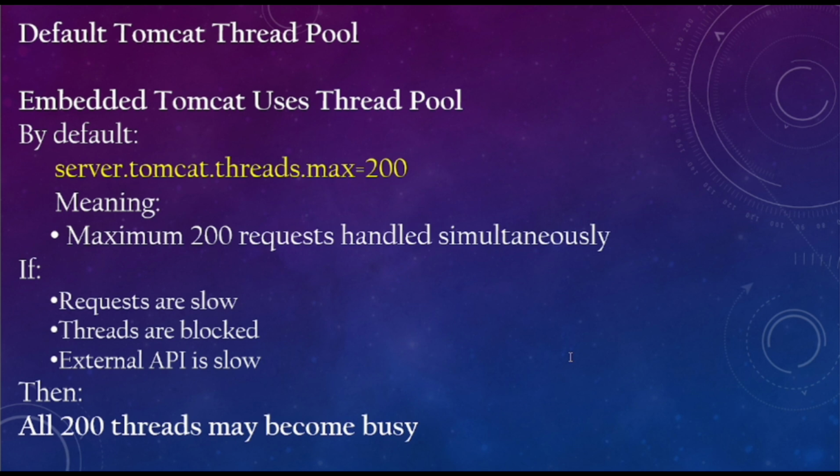But the real problem starts when requests begin taking longer. For example, a database query becomes slow. An external API responds very late. Some operation blocks the thread. Now threads remain occupied for a longer duration. Slowly more and more threads become busy. Eventually all available threads get occupied. And once that happens, new incoming requests must wait until some thread becomes free again. That's when the application starts becoming slow in production.